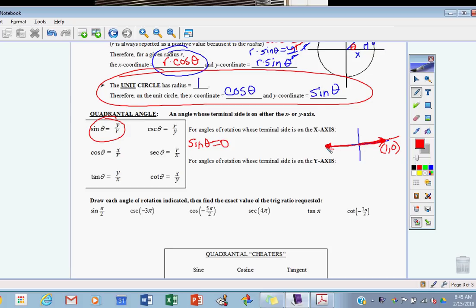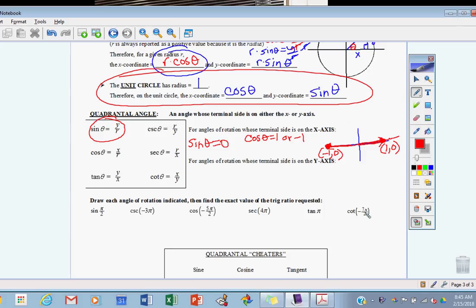Well, what if I was over here? When I'm over here 1 unit, that's going to be (-1, 0). So what's sine equal to? 0. Now, why? Because it's just the y coordinate. Now, what about cosine? Cosine theta, over here, is going to be equal to 1. Over here, it's going to be equal to -1. So it's going to be either 1 or -1 depending on where you're at. This is just the tip of the iceberg.